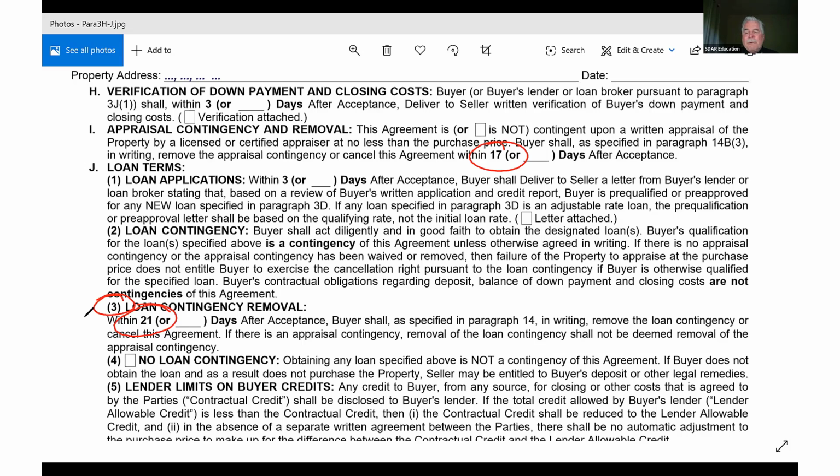Now, it's always possible that the buyer might have some situations that may require more days. If that's the case, then put in the more days. Just remember, you got to sell it to the seller and you got to get past the listing agent before you sell it to the seller.